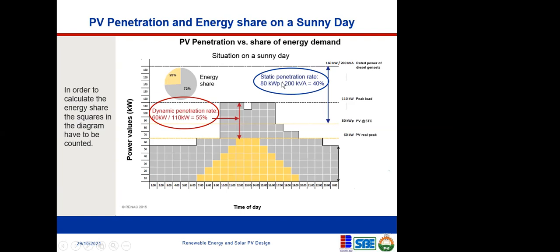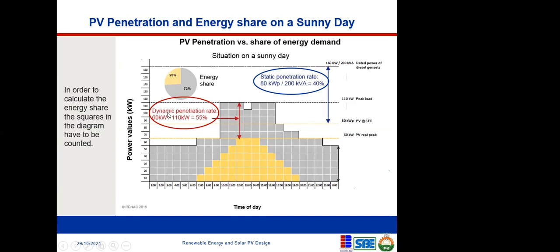Out of the installed capacity of the generator. Now, the generator is 200 kVA. If you remember the formula I showed you before, that is the installed capacity of the solar system divided by the installed capacity of the generator. And that's what we have here. So when you do this calculation, you're going to get 40% static penetration in this system. That is static penetration. Now let us look at dynamic penetration.